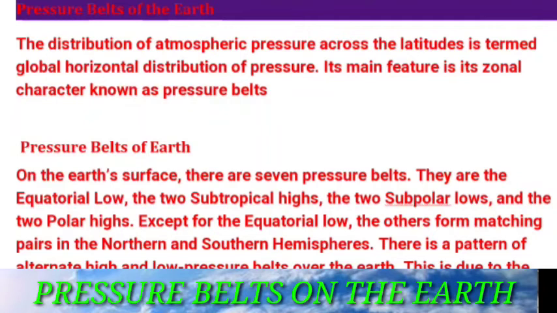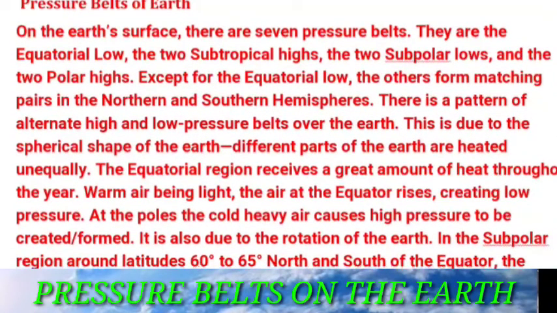Pressure belts of the earth. On the earth's surface, there are 7 pressure belts. There are the equatorial low pressure belt, the 2 subtropical highs, the 2 subpolar lows, and the 2 polar high pressure belts. Except for the equatorial low pressure belt, the others form matching pairs in the northern and southern hemispheres.